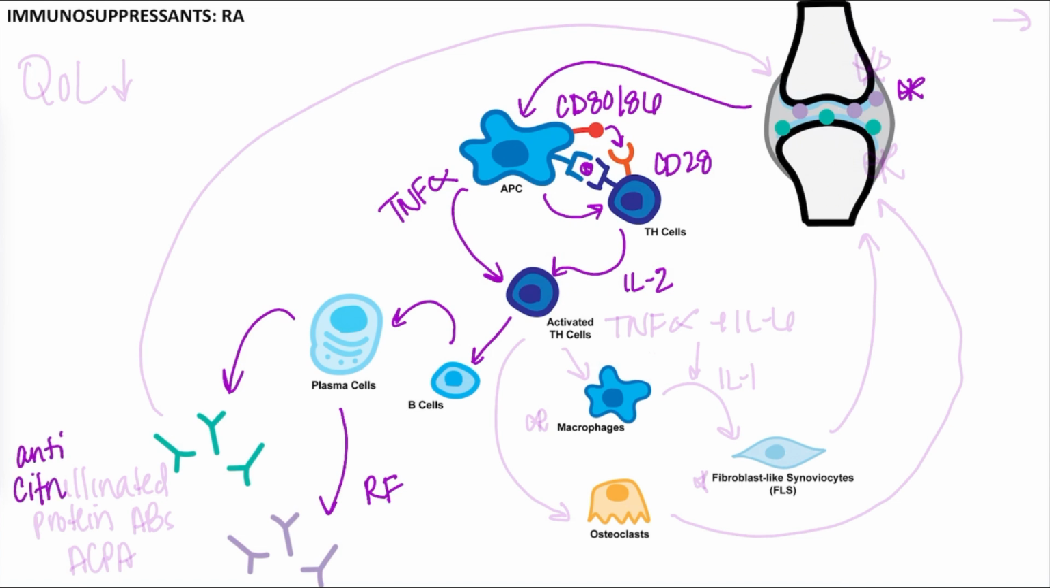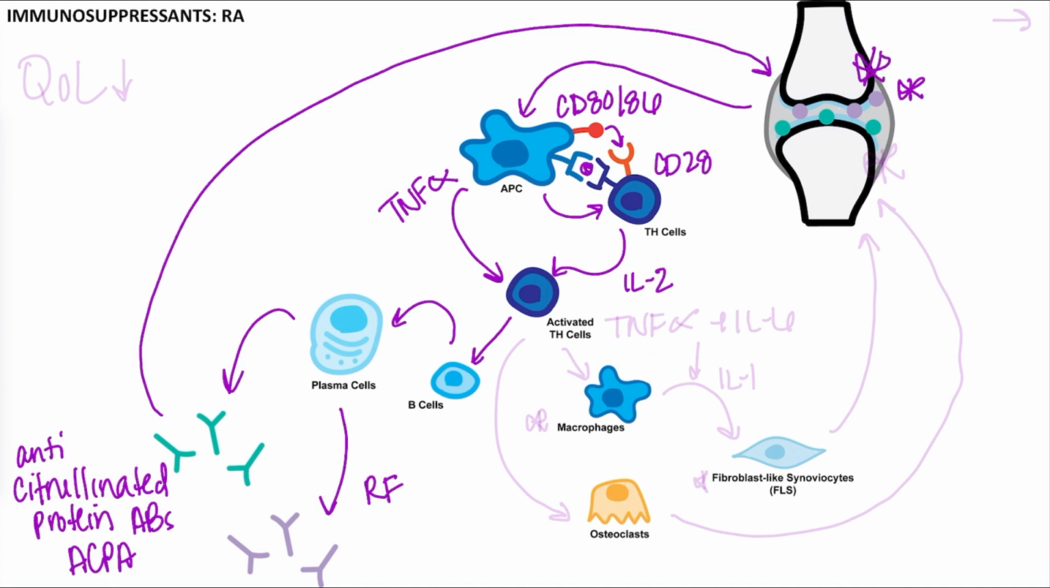anti-citrulline protein antibodies. And you might see this abbreviated as ACPA. And then these autoantibodies can recognize their respective autoantigens within the joints, thereby forming these immune complexes, promoting inflammation and further cartilage and joint damage.